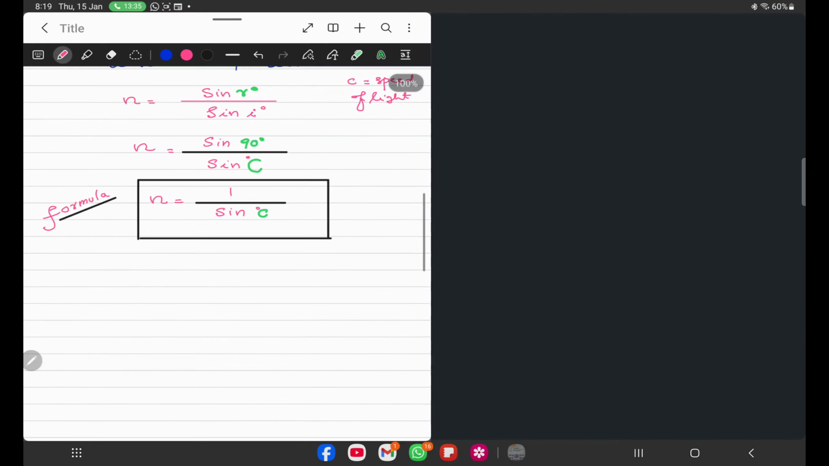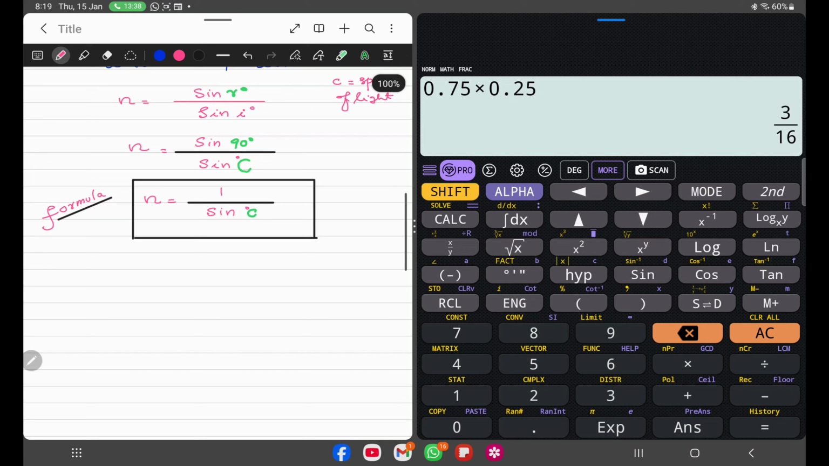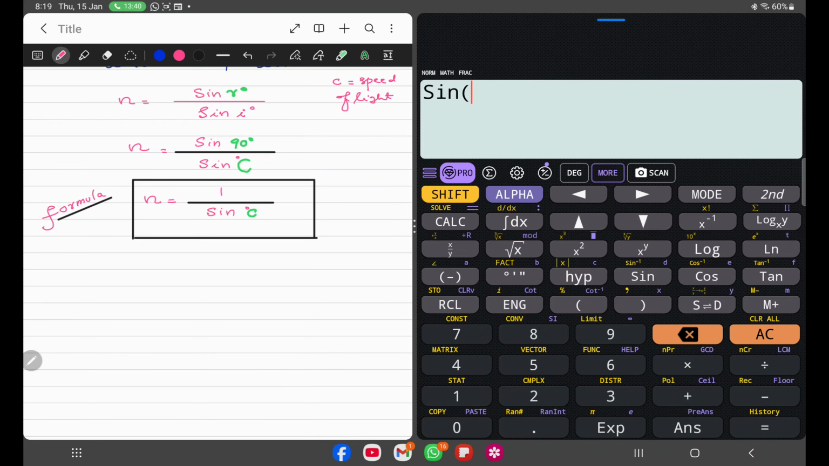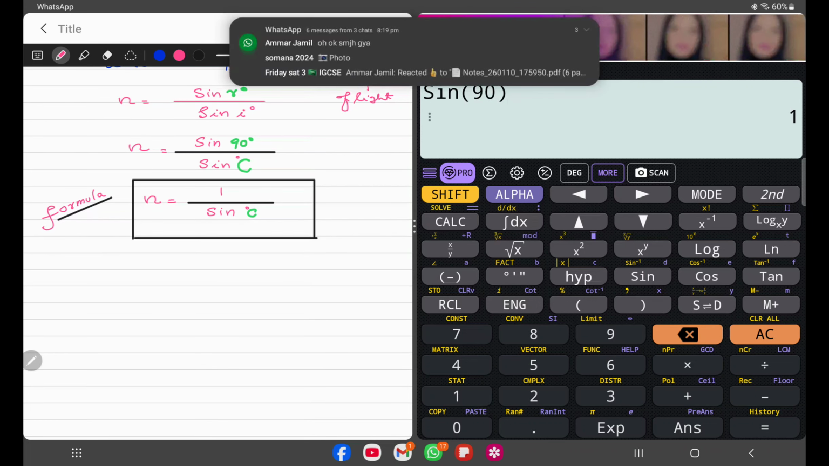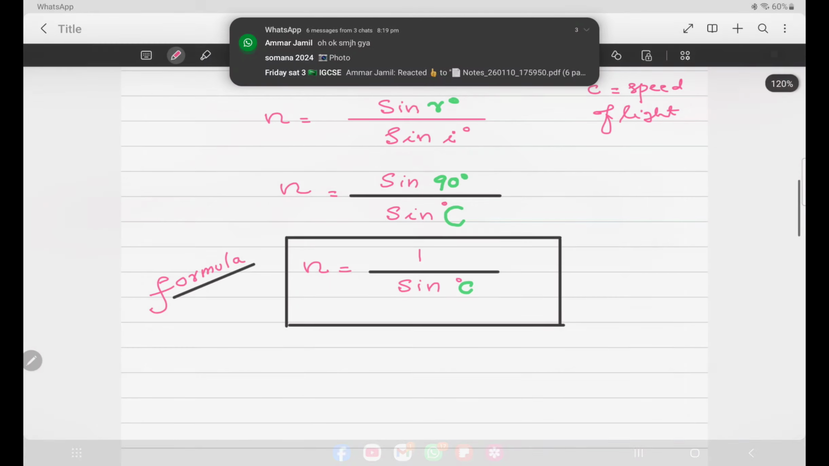Ammar, if you open the calculator and write sine 90, what is in your calculator? Sine 90 is equal to 1. Okay, beta. So the value of sine 90 is 1.